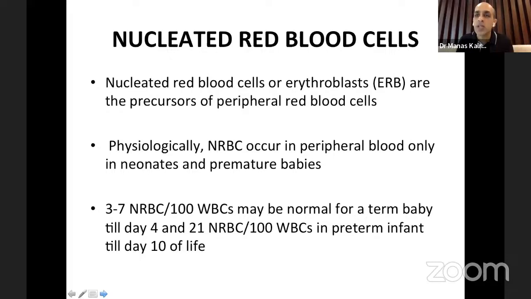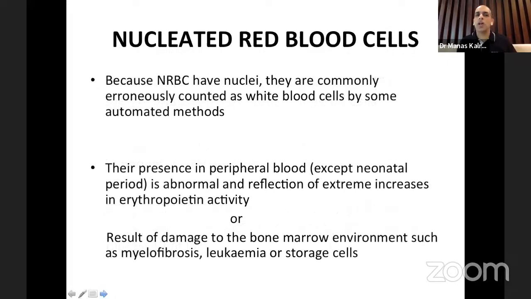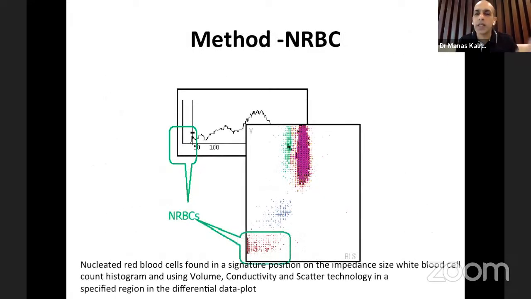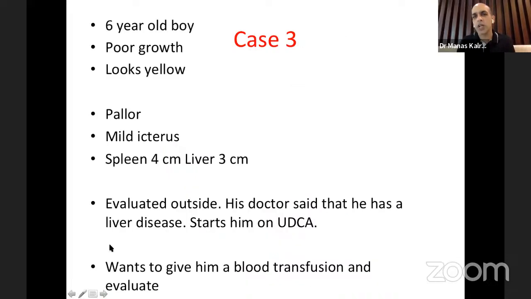Now, normal newborns, term babies, preterm babies can have a lot of stress erythropoiesis. They can have a lot of nucleated RBCs, and these values are available in all the charts, and you can look at whether this amount of nucleated RBC present in a newborn is normal or not. So I'll not go into detail, but again, in some of the fancy Coulters, you can get this nucleated RBC portion separately, and you can calculate what is the amount of nucleated RBC.